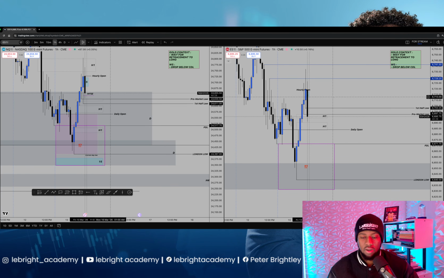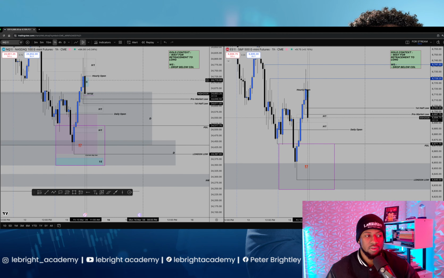I would rather see price going in my direction and not take a trade because I respect my plan, than have a stop loss because I did not respect the plan. That's different. That's totally different, you know.